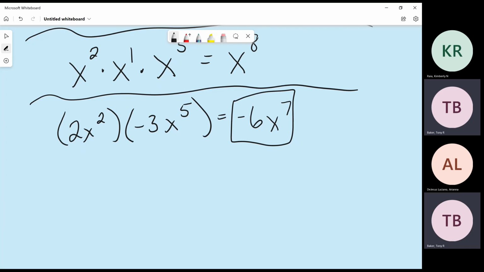Right? So just do it in pieces. Don't try to do it all at once. The 2 isn't attached to the x squared, but it's a separate piece. It's 2 times x squared. So I could easily rewrite this problem as 2 times -3 times x squared times x to the 5th, because there's really multiplication across the whole problem. So I can make multiplication any way I want.